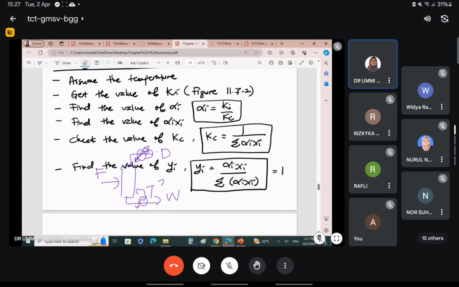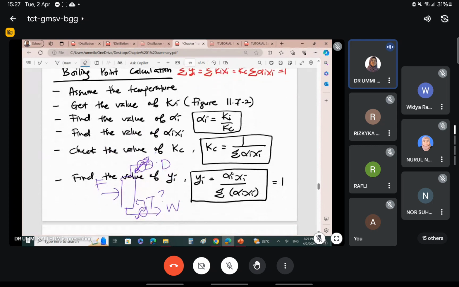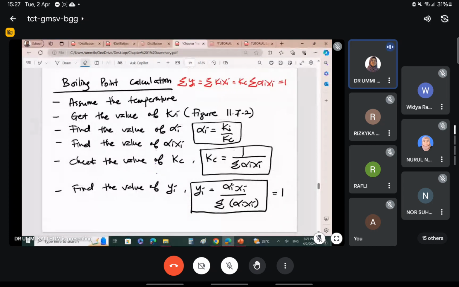Okay? So itulah tujuan kita belajar boiling point calculation ni, nak kira temperature kat sini. Kalau dew point, nak kira temperature dekat atas. Okay, so this is a step. Saya dah simplifiedkan dia punya step. So hopefully you boleh faham lah, ataupun you boleh buat. You try buat the example, then mesti you akan faham.